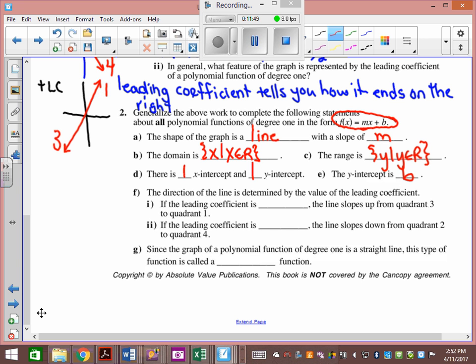The direction of the line is determined by the value of the leading coefficient. If the leading coefficient is, in this spot, we're going to put either positive or negative. The line slopes up from quadrant 3 to 1. Does the leading coefficient have to be positive or negative? It slopes up from 3 to 1, so it ends up here. So it's positive. And if the leading coefficient is negative, it slopes down from quadrants 2 to 4.